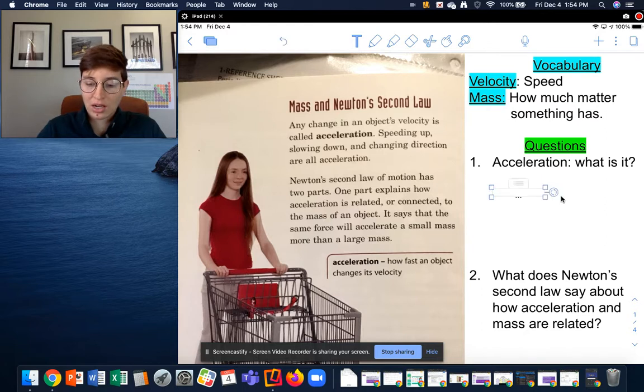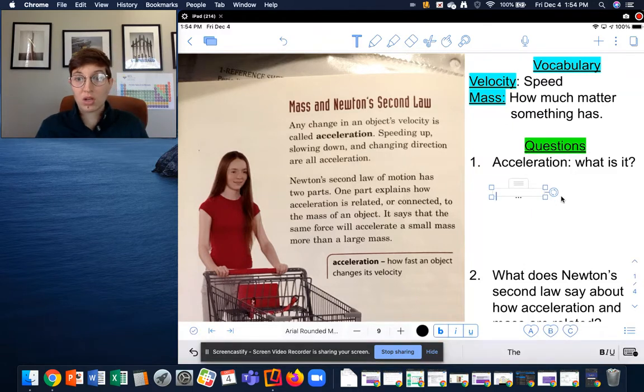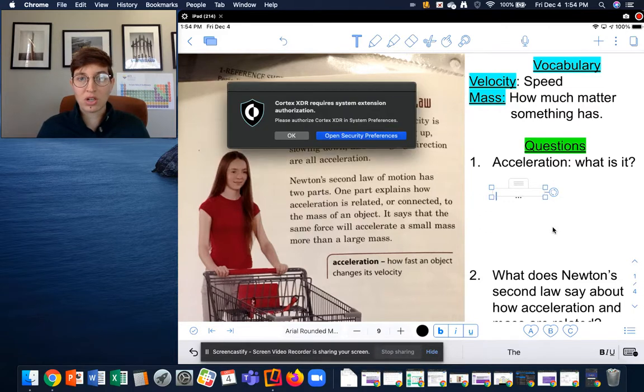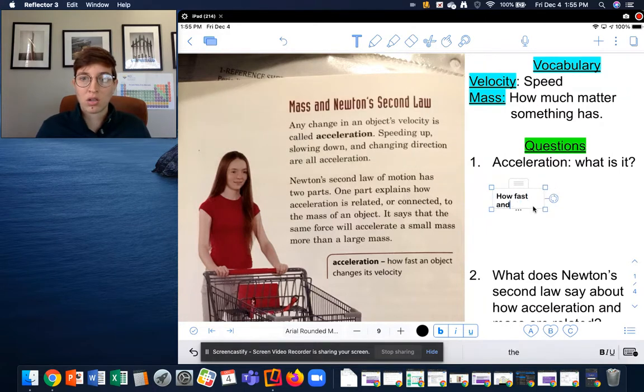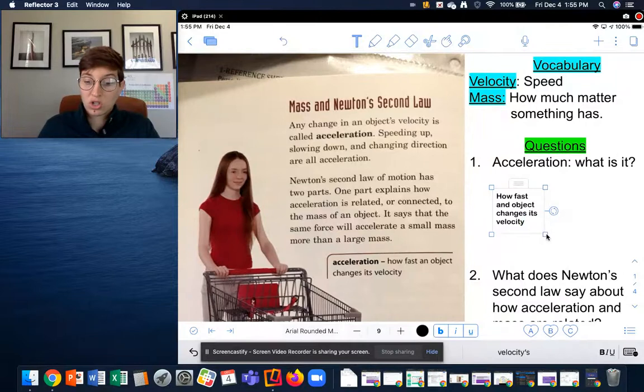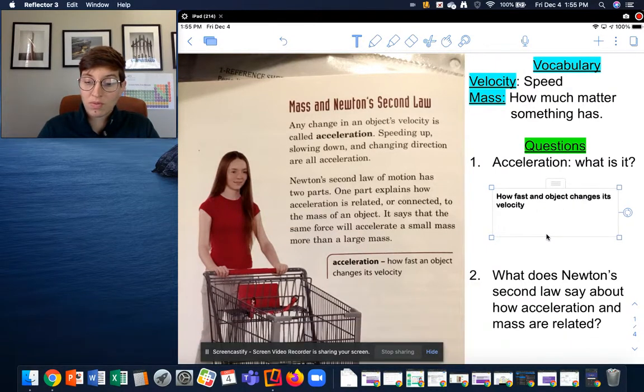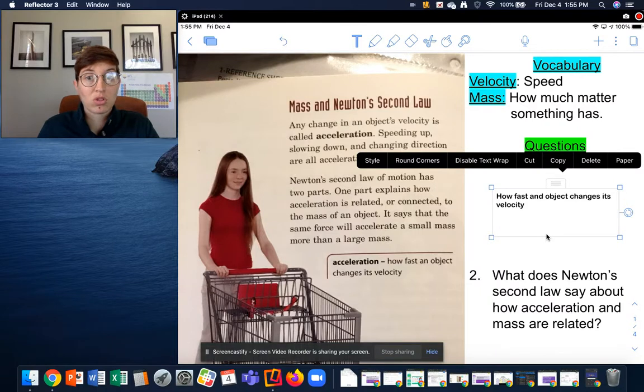So you're going to add a text box here, and we can write the definition of acceleration. We can find that right here on this page. So acceleration is how fast an object changes its velocity. So that could be a change that makes it go faster, could be a change that makes it go slower, or it could be a change that changes its direction.